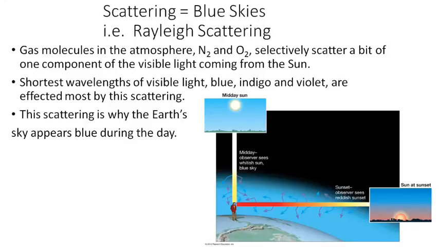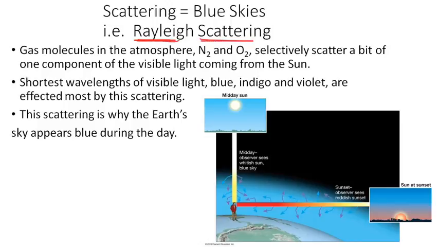In picking topics in meteorology that I want to cover this semester in this short 3-week course on meteorology, I picked this topic: why are the skies blue? The skies are blue because of something called Rayleigh scattering, and it's a proper name, so Rayleigh scattering.